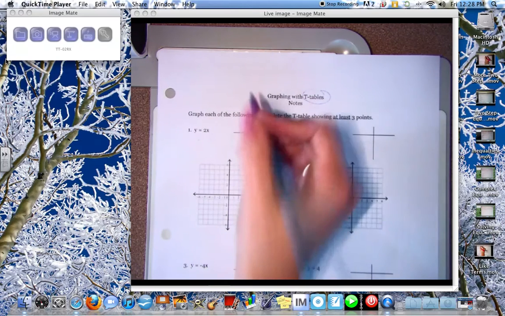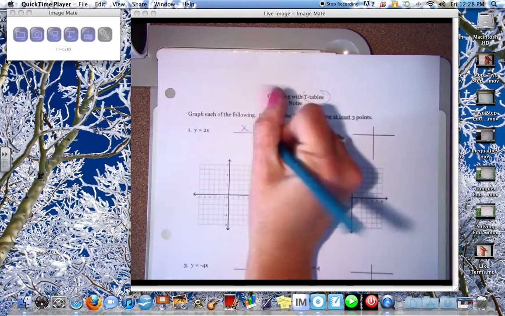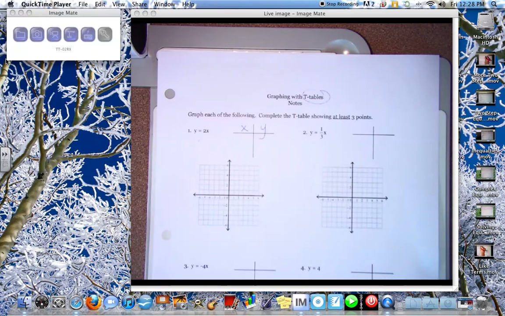All right, so what we do, we put x on the left and y on the right. Always, because x is the first point that you plot, y is the second point that you plot. So that's why we put the x on the left and the y on the right. X comes first in the alphabet and y comes second in the alphabet.